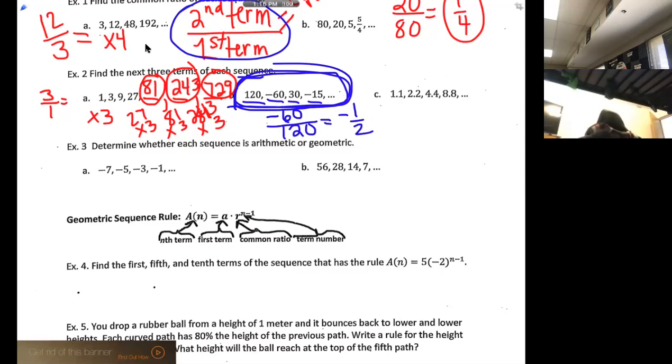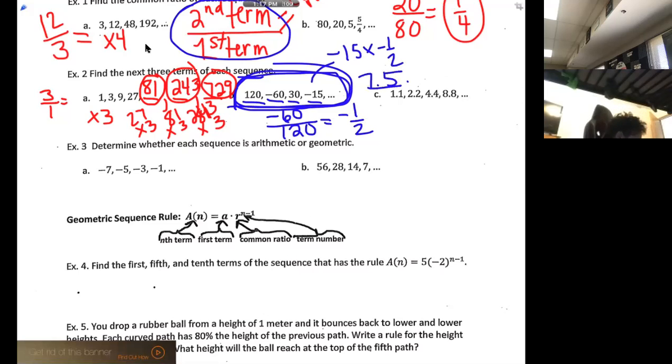Beauty of this is you can use your calculator, let the calculator do all the hard work, okay? So negative 1/2 is not my answer. Negative 1/2 is the tool to get to the answer. So I'm going to take negative 15 times my common ratio. So negative 15 times negative 1/2. Now you see why calculators are helpful. All right, Cooper, what do you get? Negative 15 times negative 1/2.